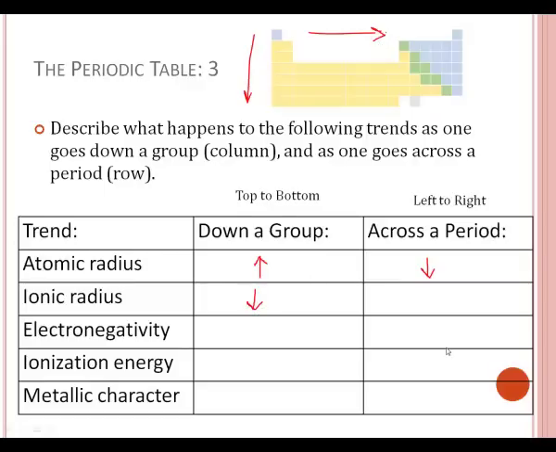Now, as we go across a period, depending on whether or not we have a cation or an anion, we're going to have a decrease in size. The next trend that we're going to talk about is electronegativity. And that is the ability of an atom to attract electrons. So the more electronegative an atom is, the more it wants electrons, the more it attracts them. As we go down a group, we're going to see a decrease.